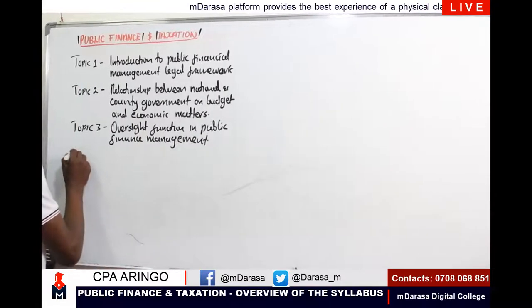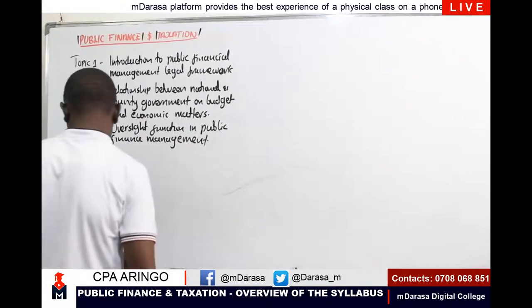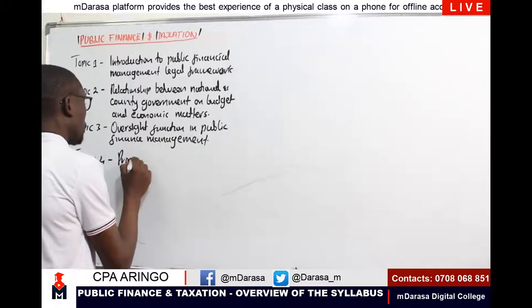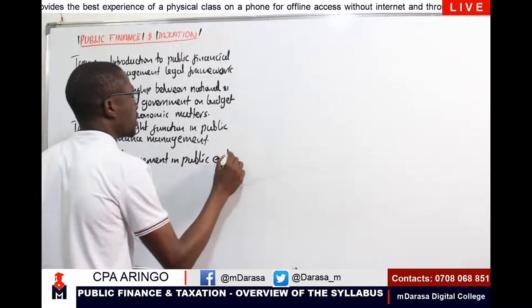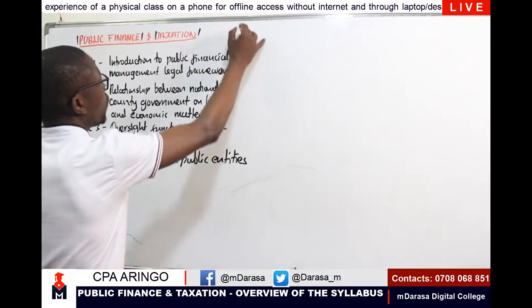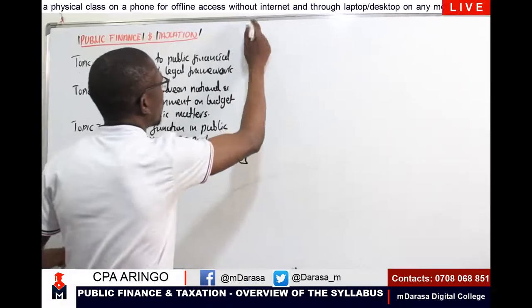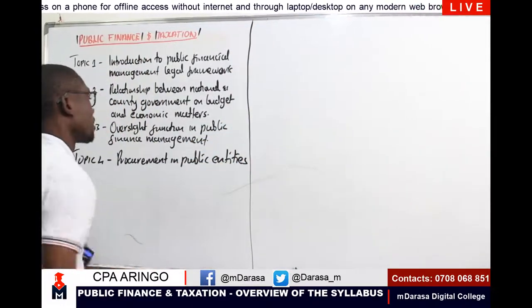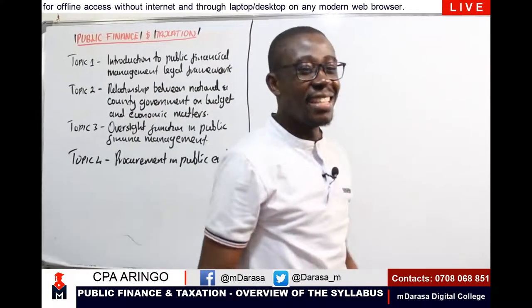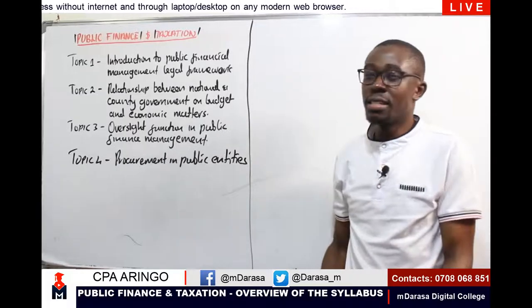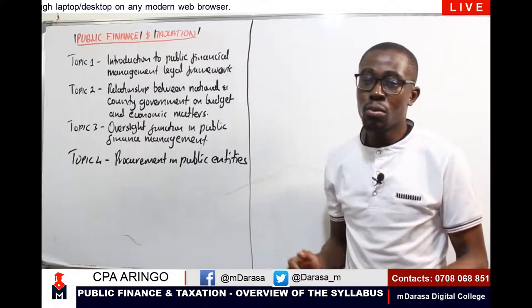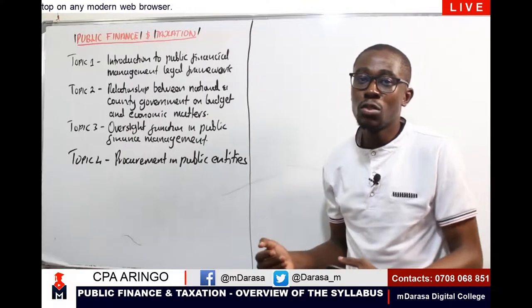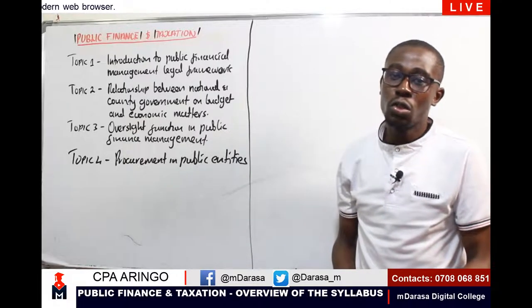After that, we'll be looking at topic number four. In this case, we'll be expected to cover procurement in public entities. Whenever talking of procurement in public entities, one thing that will come to the back of our mind is the aspect to do with tenders, which is very correct, right? So anytime you're looking at procurement in public entities, you'll be expected to understand the process of announcing the tender, the bidding process, up to the point where the tender is awarded to the person who wins it.